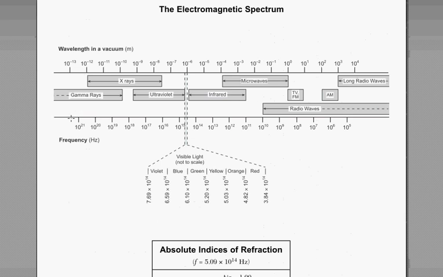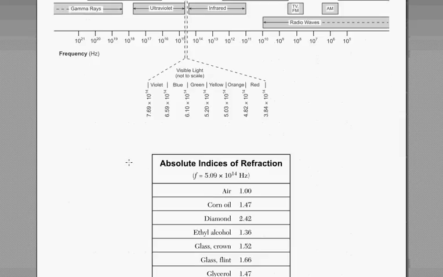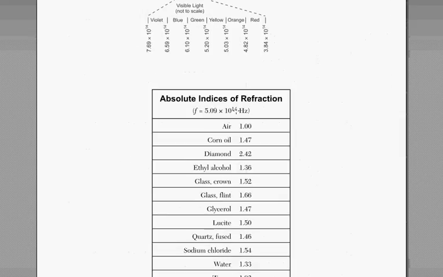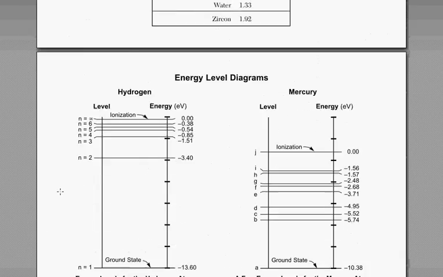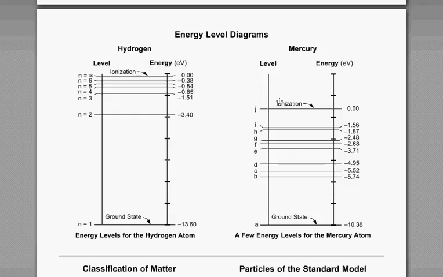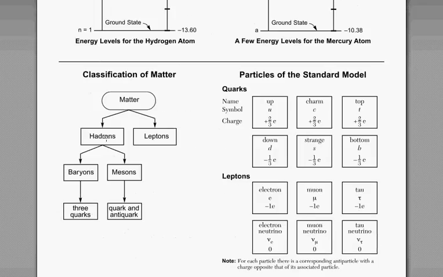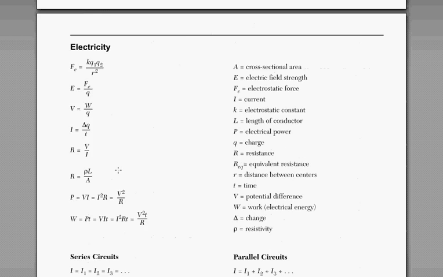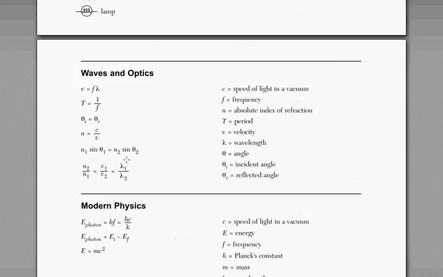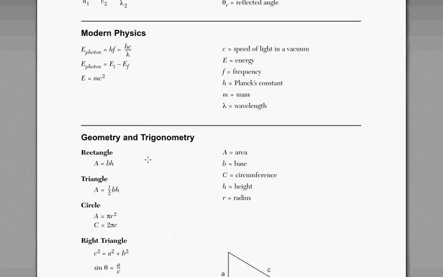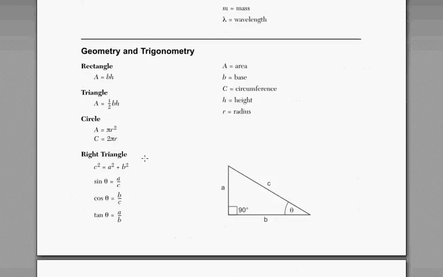Well, here's your electromagnetic spectrum. Gamma rays, they have that kind of frequency? I didn't know. Here's some absolute indices of refraction. Maybe we'll get into refraction this year, but it seems unlikely. Here are energy level diagrams. Those are pretty cool. Different types of matter, particles of the Standard Model, electricity, not what we're talking about now, but also very cool stuff. Waves and optics, modern physics, geometry and trigonometry, cool stuff.